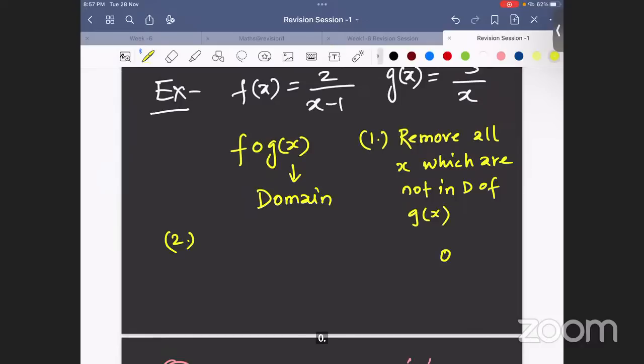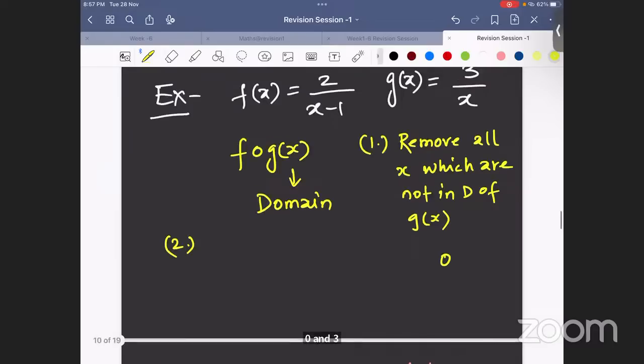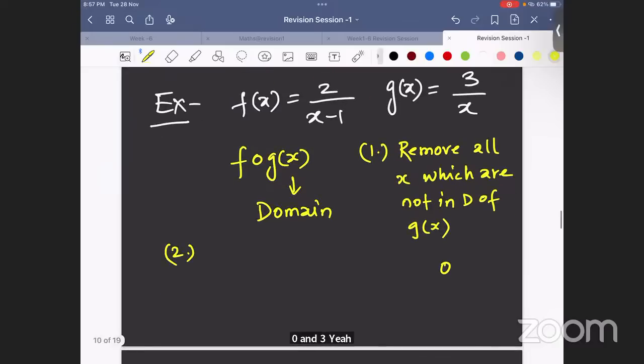In the second case, we will also be removing all x which are not in the domain of f(x) and g(x). So 0 and 3 we will not include. Yeah, 1 is included. 0 and 3 you will be excluding. So you have to take care of all those values of x where g(x) is equal to 1.